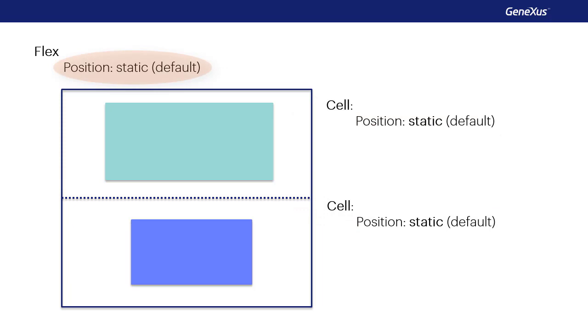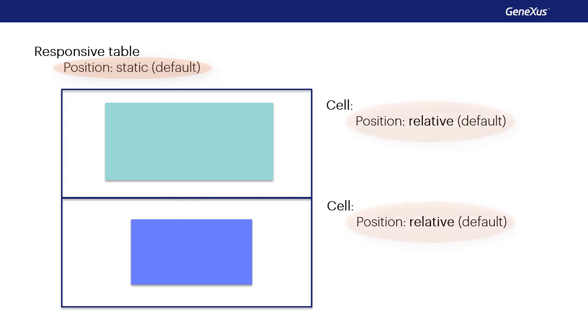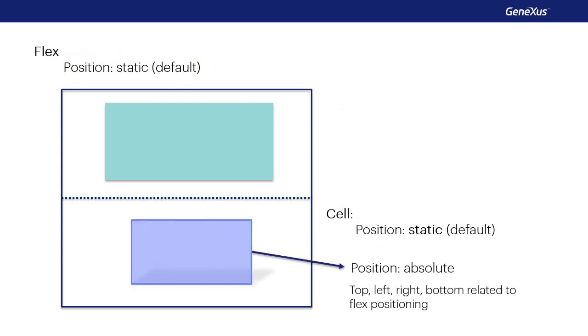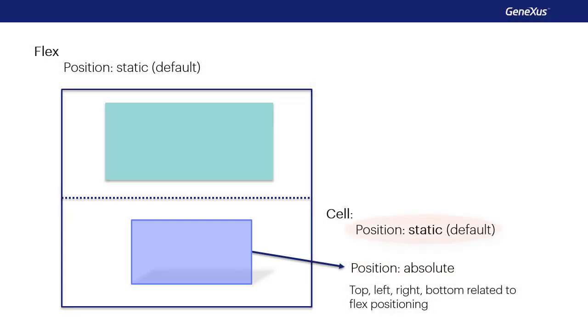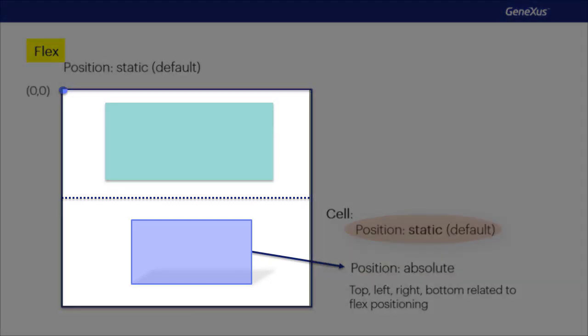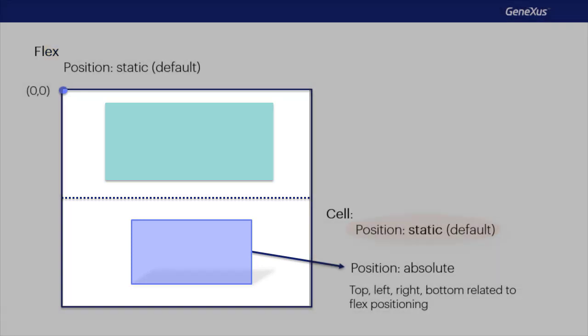Just like the flex itself, and all responsive tables, only their cells have relative position by default. That's the reason why our table with the text, to which we assign an absolute position, will not be positioned in relation to its container cell, which we didn't modify at all, so it has a static position. But instead, it'll be in relation to the flex, its parent, because we've changed its position to relative.